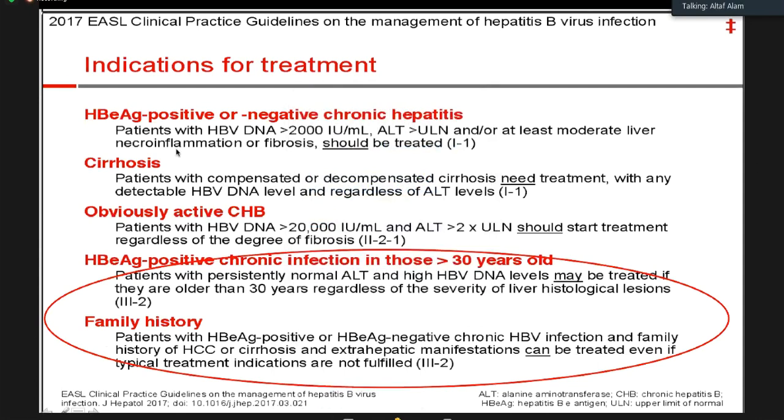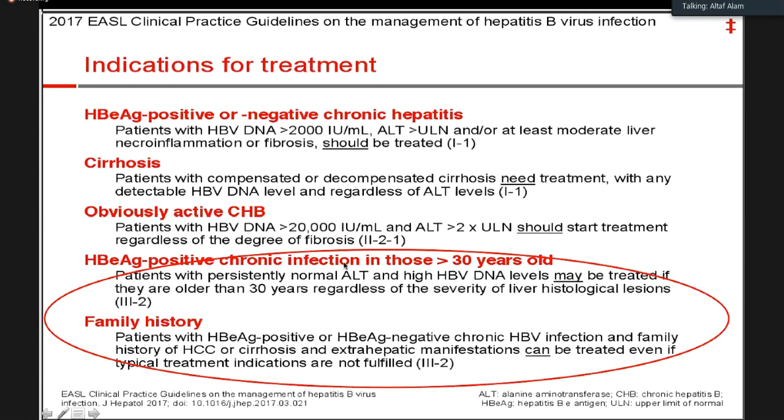Third indication, E antigen positive or negative, DNA more than 20,000, ALT more than upper limit of normal, maybe less than twice upper limit of normal. This is with moderate inflammation or fibrosis. This patient should be treated. I'll just talk about what is significant inflammation and fibrosis in the next slide.